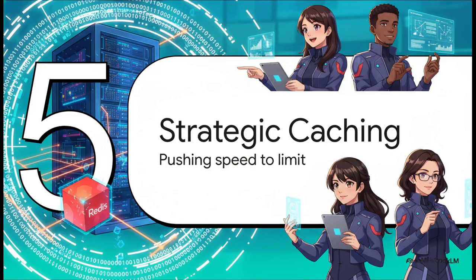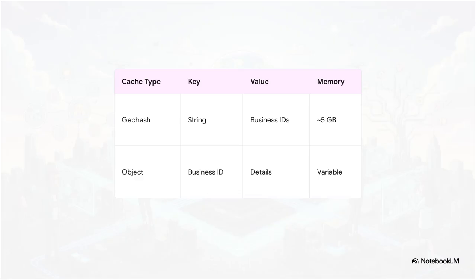Next is section 5, strategic caching layers. Time to push this system speed to the absolute limit. We do that by adding in-memory caching with something like Redis. And the really clever move here is splitting the cache in two. Why? Because the spatial index and the business details change at totally different rates.